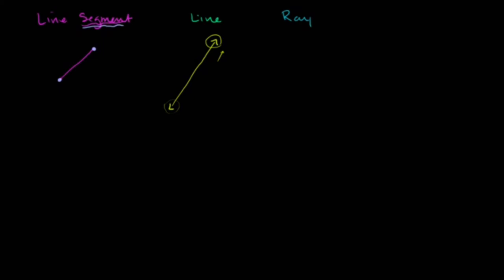Now, a ray is something in between. A ray has a well-defined starting point. So that's its starting point. But then it just keeps on going on forever. So the ray might start over here, but then it just keeps on going. So that right over there is a ray.